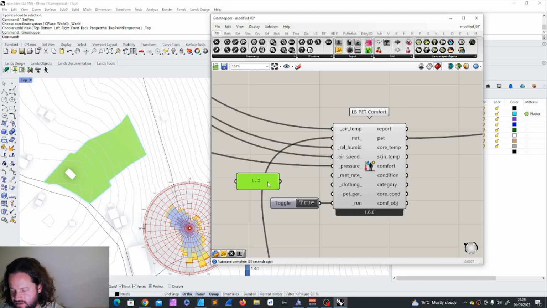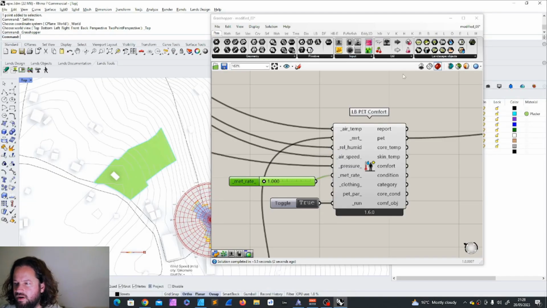So let's just put here 1 to 5. Let's say 1 to 5. Now it calculates quite a lot here, quite long. It definitely calculates more than the UTCI model.